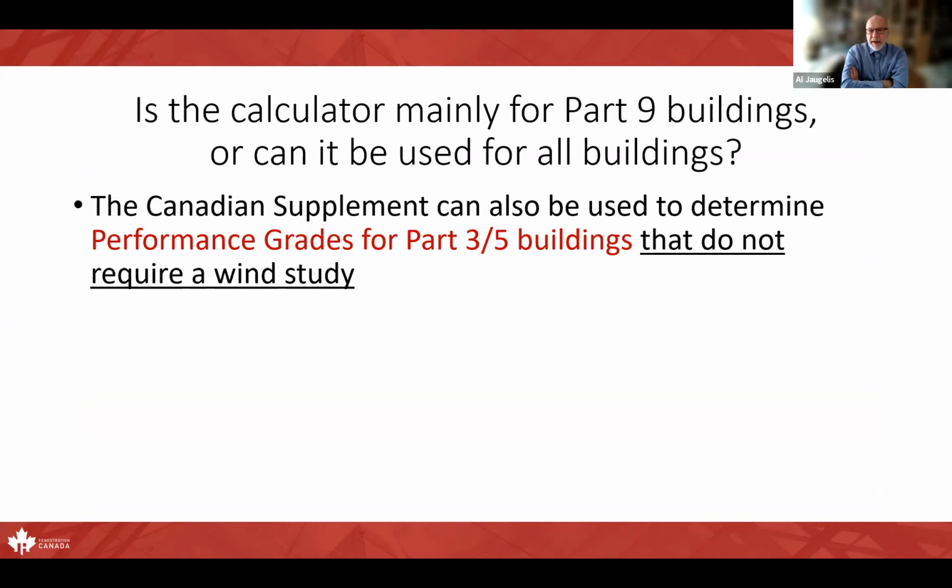So is the calculator mainly for Part 9 buildings or can it be used for all buildings? The Canadian supplement can be used to determine performance grades for Part 3/Part 5 buildings that do not require a wind study.